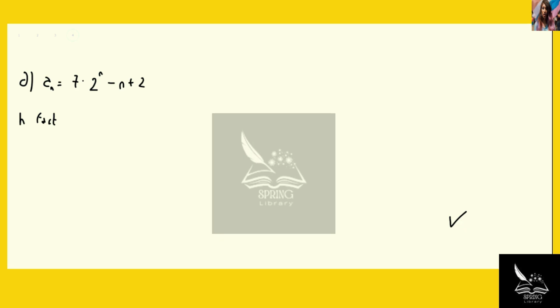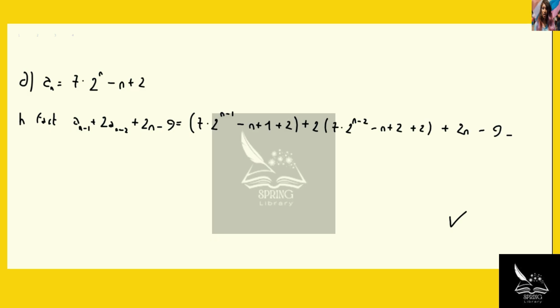Finally, we have the sequence a_n given by 7 times 2^n - n + 2. And again, write the right hand side, replace with the given sequence. And now we do the computation. So we have 7 that multiplies 2^{n-1}, -n + 3. And now here we have, well, this would be 14 times 2^{n-2}, but we can put the 2 inside the power of 2, so that becomes 7 times 2^{n-1}. And then we have -2n + 8 + 2n - 9.